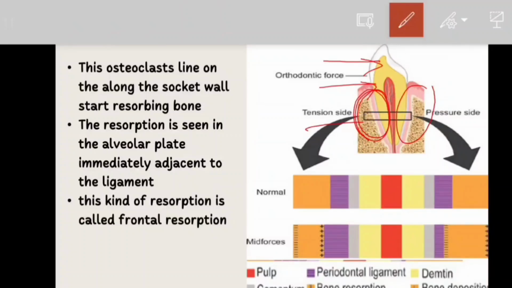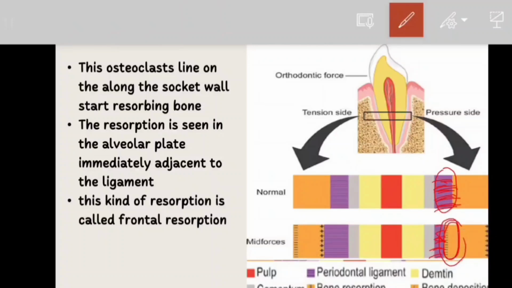Here on the pressure side, this is a periodontal ligament on the normal side. When pressure is applied on the tooth, the periodontal ligament gets compressed to 1/3. You see this is compressed on the pressure side, and the osteoclasts arrange along the socket wall. These osteoclasts start resorbing the bone adjacent to the periodontal ligament. This is a negative sign, meaning bone resorption takes place here. This type of bone resorption is called frontal resorption.